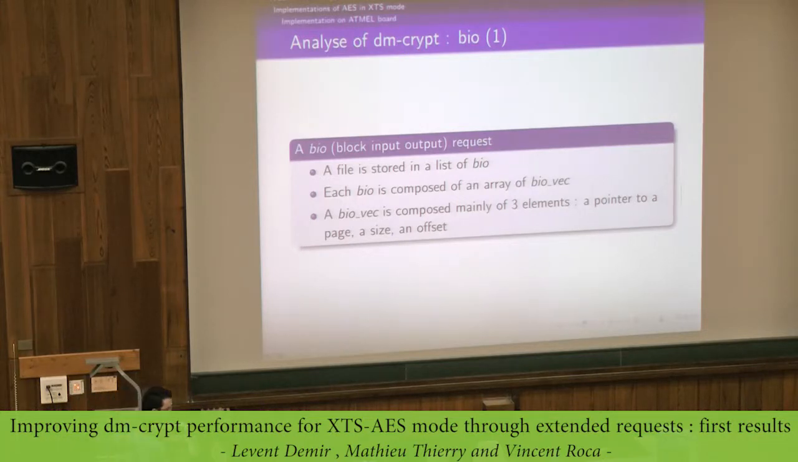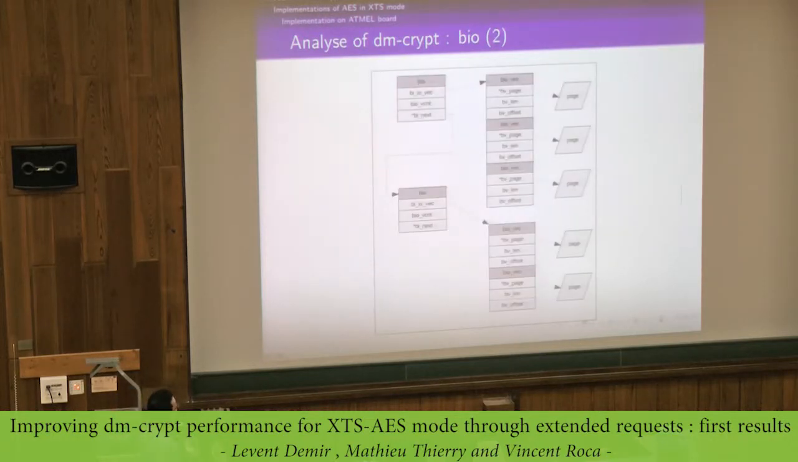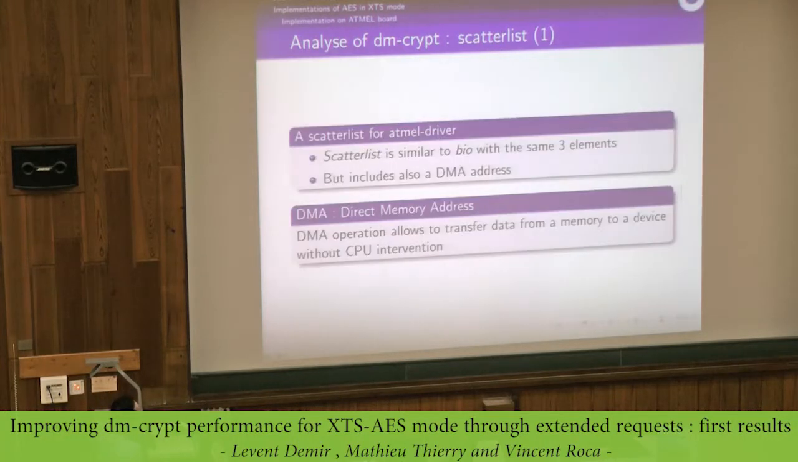When you have a file inside Linux, the file is stored in a list of bio. Bio means block input output. Each bio is composed of an array of biovec, and each biovec is composed of three elements. With this representation, it's easier to understand. We have a list of bio. Each bio is composed of an array of biovec, and each biovec has three elements: a pointer to a page, where you have the data, the length of the data, and the offset inside the page. So this is a bio. A file is stored in a list of bio. This is the entry point.